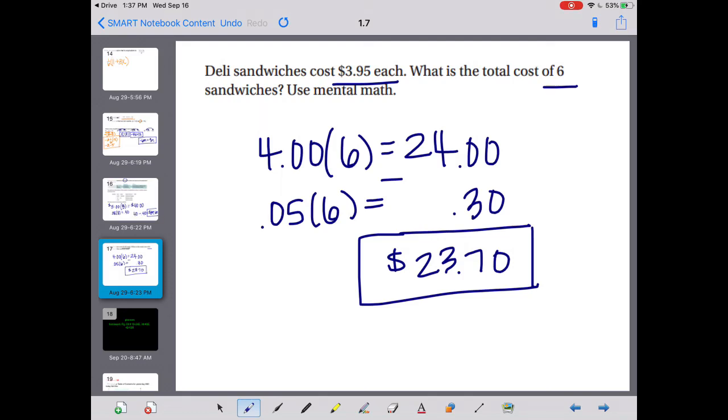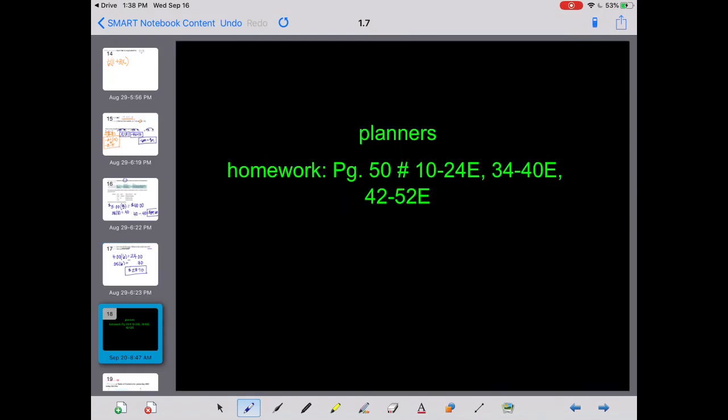Okay, if you could follow that. We rounded up to $4 multiplied times 6, which told us $24, but that was charging an extra 5 cents per sandwich, which made us 30 cents over. So when we subtracted, that gave us a total of $23.70 for 6 sandwiches.